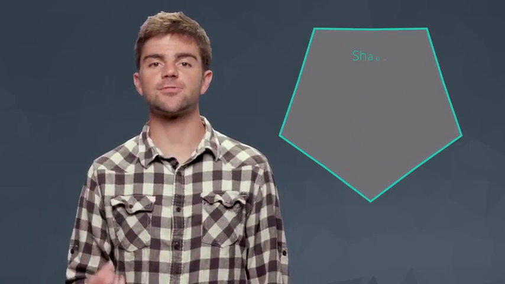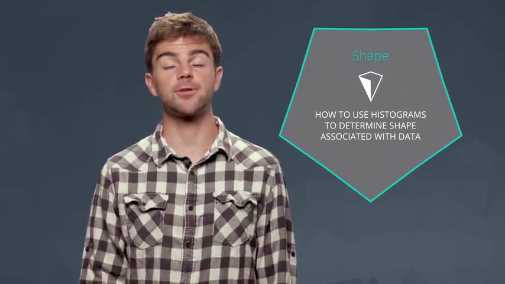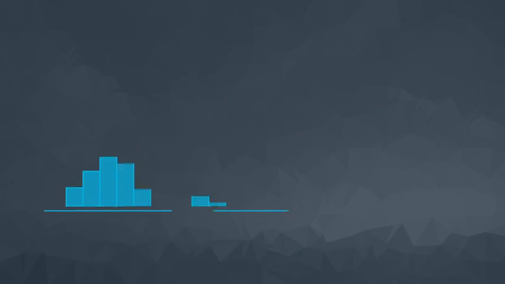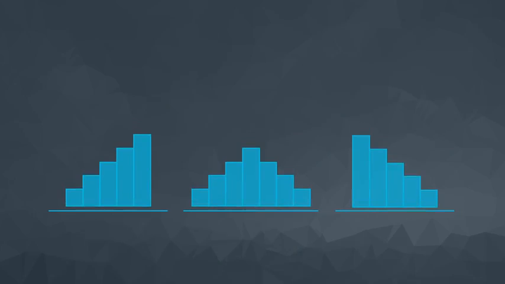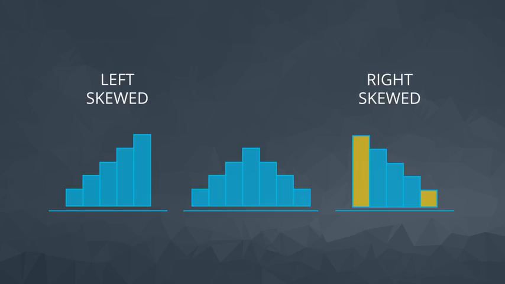Now that we've discussed how to build a histogram, we can use this to determine the shape associated with our data. Here, we have three histograms showing the shape for three different data sets. The histogram that has shorter bins on the left and taller bins on the right is considered a left-skewed shape. The histogram that has shorter bins on the right and taller bins on the left is considered a right-skewed shape.